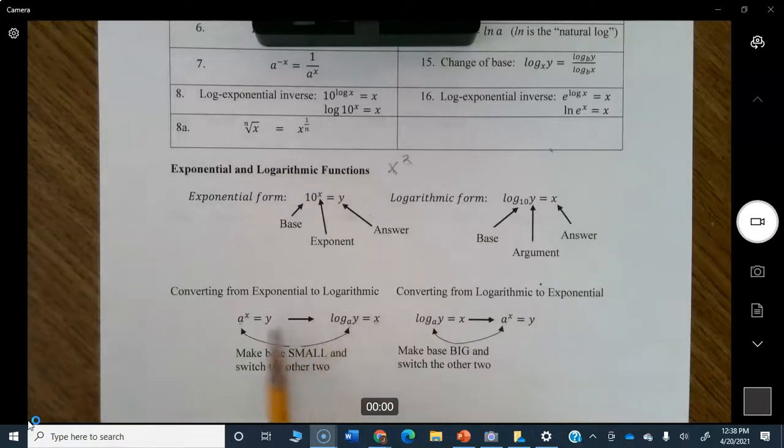So the way to convert between the two, I just think of, you make this base small and put it after the word log, and then you switch the other two. The y comes over to this side and the x goes over to that side. So I call it big guy small and switch the other two. The big guy here gets smaller with the word log, and then you switch the x and the y. Going in the other direction, you make the base big, and then you switch these two, the x and the y. So it becomes a to the x power equals y.